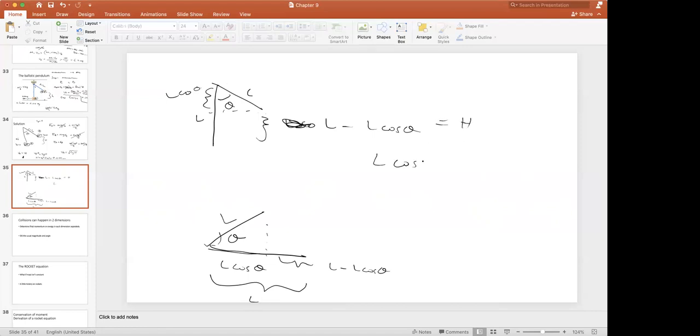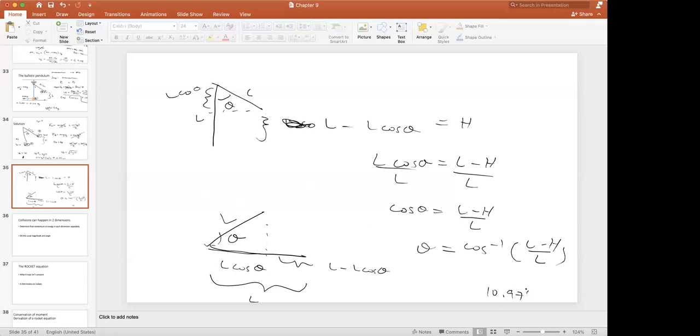So L cos theta is L minus h. Move the h over, move that over, divide by L, and cos theta is (L minus h) over L. Theta is then arc cosine of (L minus h) over L. We know that L is 1, so 1 minus 0.0183 divided by 1 is that. And arc cosine of this answer is 10.97 degrees. So almost 11 degrees is our angle.